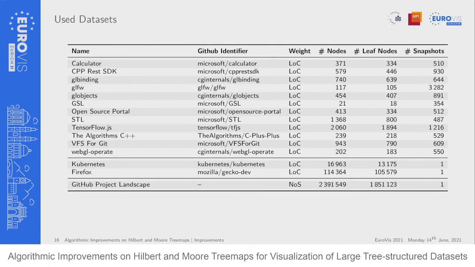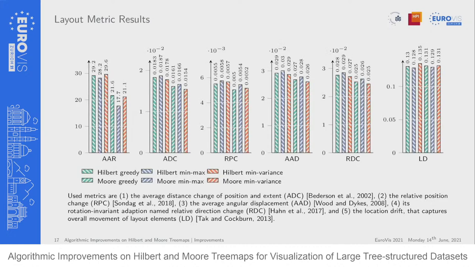For our evaluation, we used a list of open source projects from GitHub. We have used projects of different sizes, from a couple of hundred nodes up to over 100,000 nodes. As evaluation regarding the layout metrics, we chose the layout metrics average distance change, relative position change, average angular displacement, the rotation invariant relative direction change alternative, and the location drift.